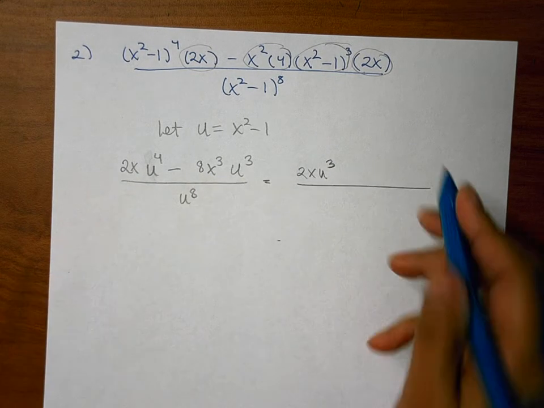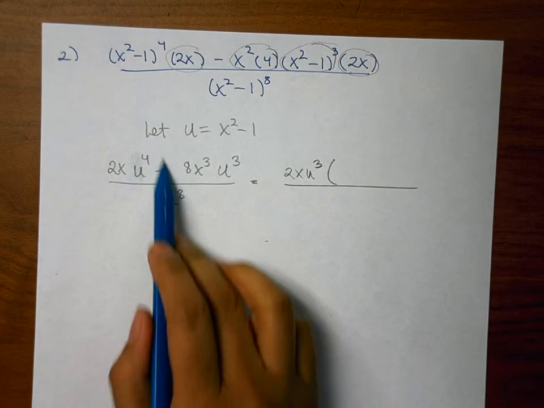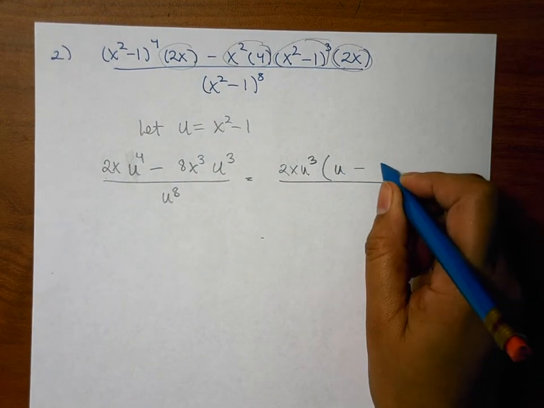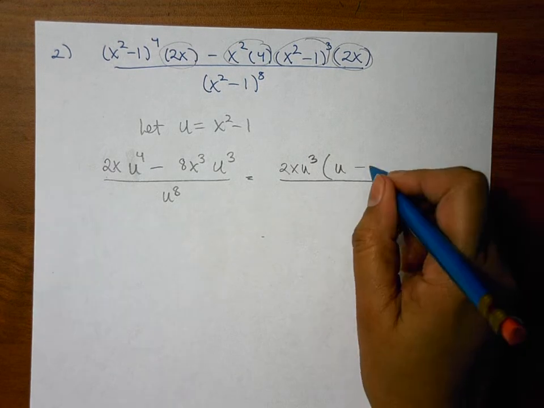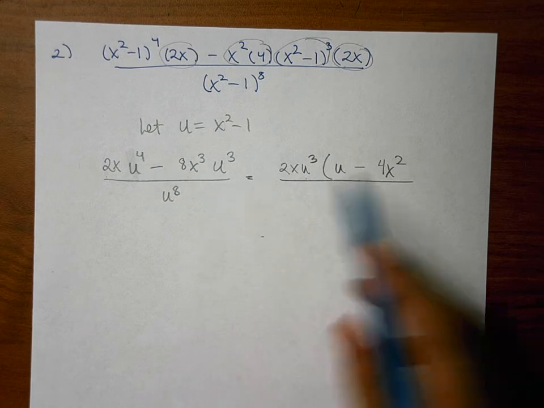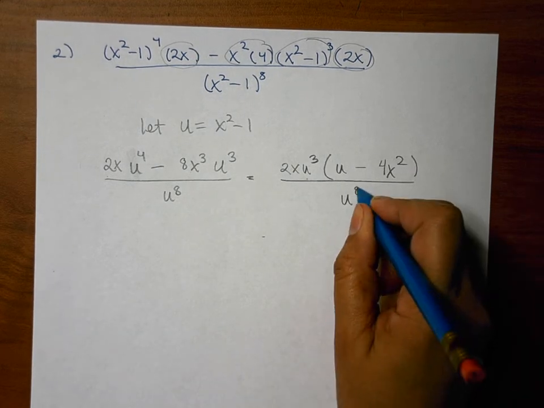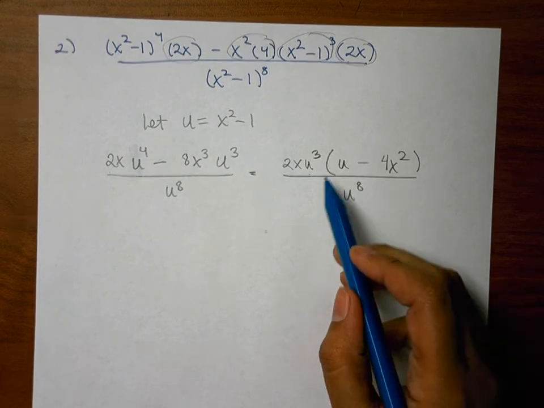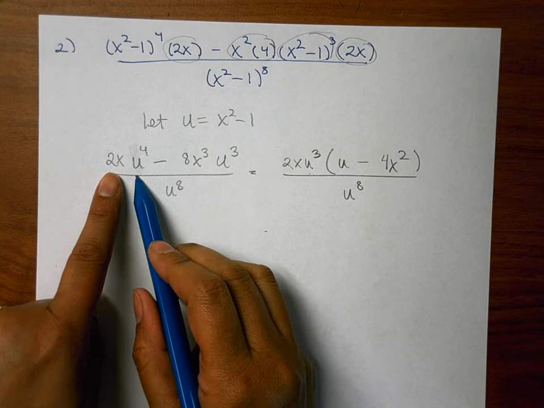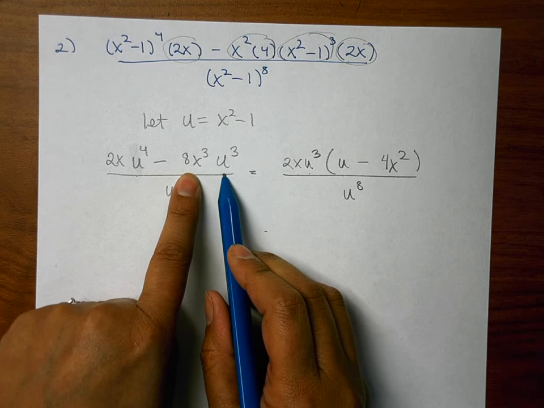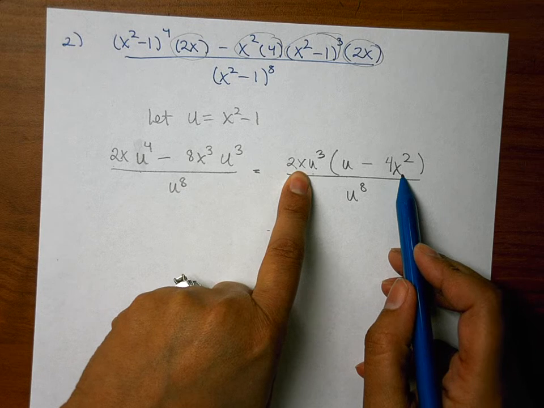2x and a u cubed. 2x times what will give you this? The 2x is taken care of. I just need one more u to make the u to the 4th. Minus, I want it to be 8x cubed, so that's going to be 4x squared. U cubed, it's already u cubed, it's taken care of, so I'm going to close my parentheses, u to the 8th. Okay, so again, this times u gives me the first term, 2x u to the 4th. This times the minus 4x squared gives me this second piece here, minus 8x cubed u cubed. There's the u cubed, and there would give you the x to the 3rd.